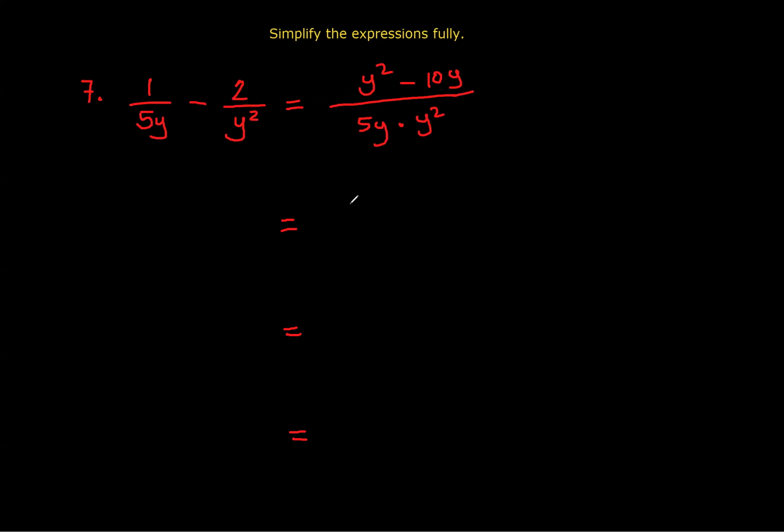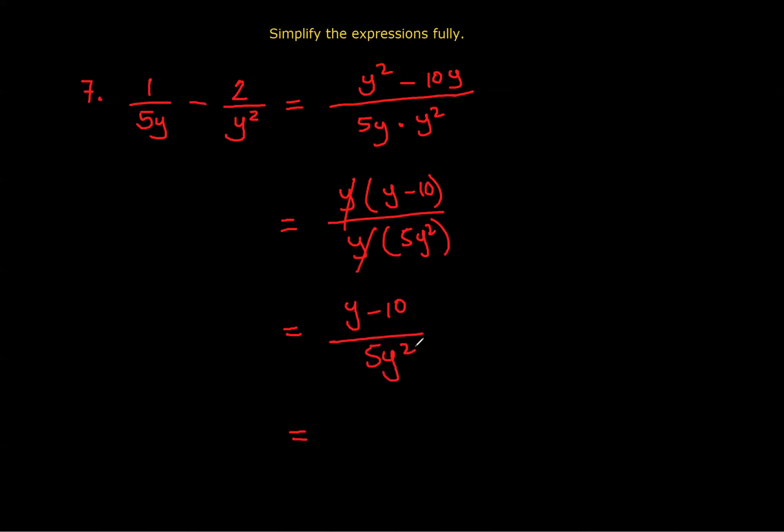Now here we can factor out already y. So it'll be y multiplied to y minus 10 divided by, we have y times 5y squared. And so it will give us y minus 10 divided by 5y squared. The same final answer.